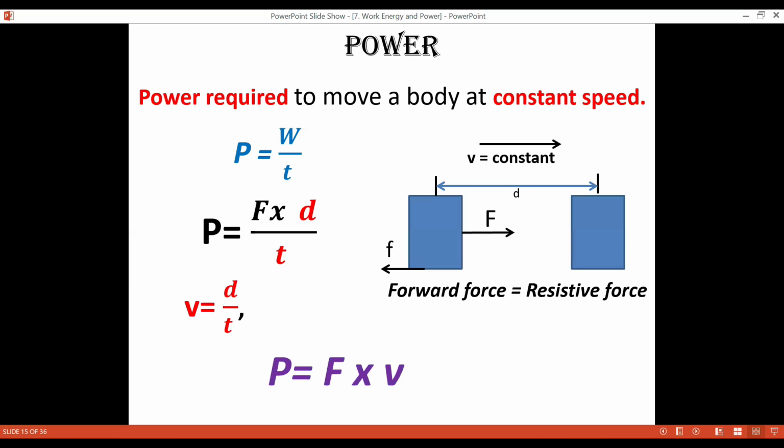Power is work over time, but if we want to move an object with constant speed, then the power can also be calculated as F into V. F into V is the power required to move an object with constant speed. So here we have another formula for power, and the derivation of F into V is also in your syllabus. Let's find the question.